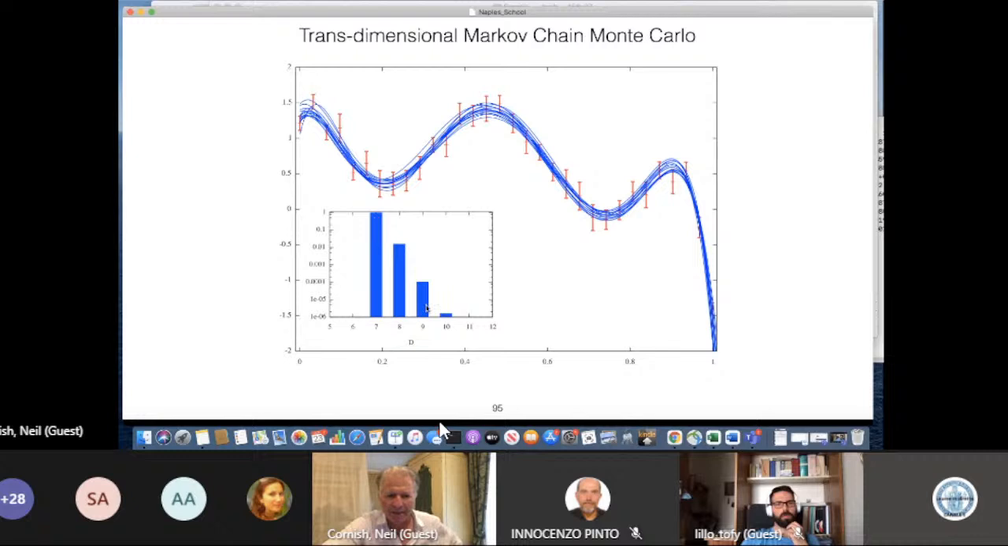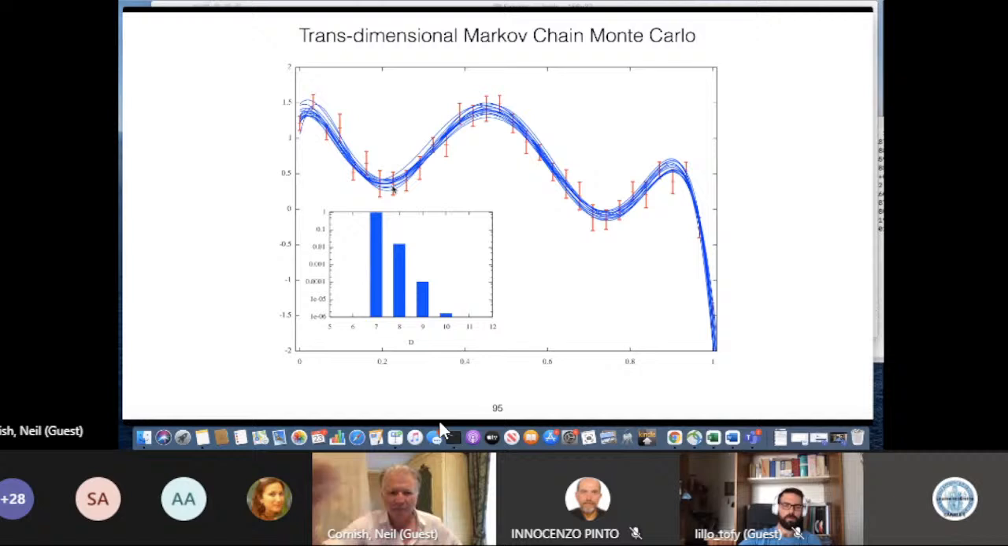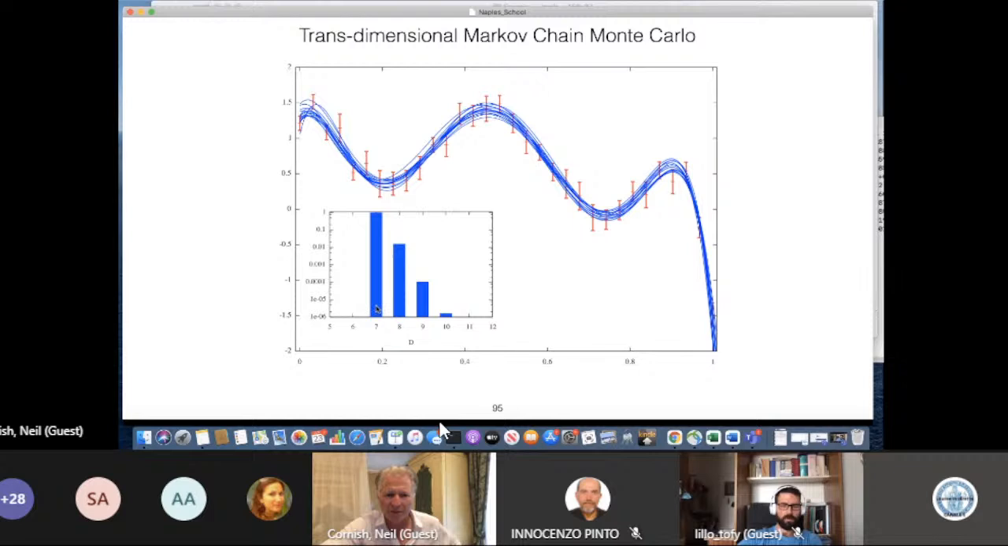So it varied the model dimension, varied the parameters of the polynomials. And these lines here are just different draws from the sampling that it did. So it was exploring these different models, and it says, I really like this data is really well described by a degree 7 polynomial, maybe degree 8, but that's getting too complicated.